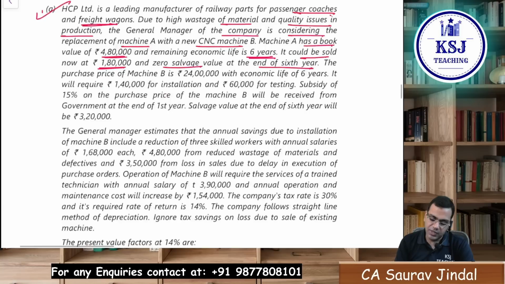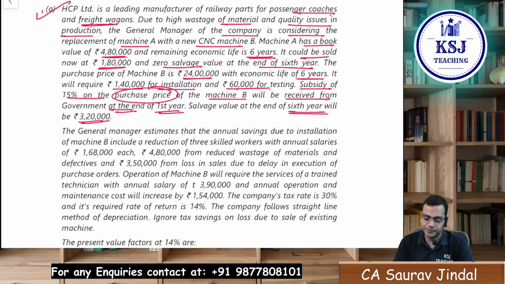The purchase price of machine B is rupees 24 lakhs with an economic life of 6 years. It will require 1,40,000 for installation and 60,000 for testing. A subsidy of 15% on the purchase price of machine B will be received from the government at the end of the first year. Salvage value at the end of the 6th year will be 3,20,000.